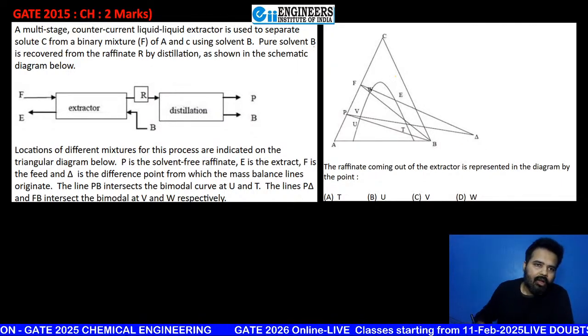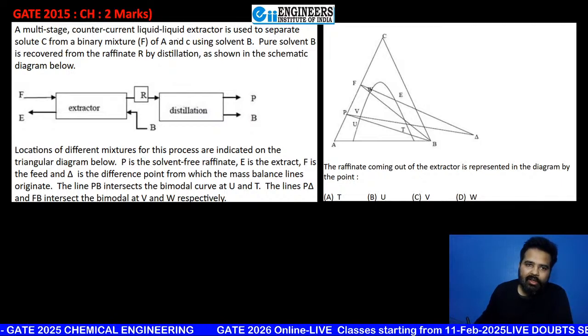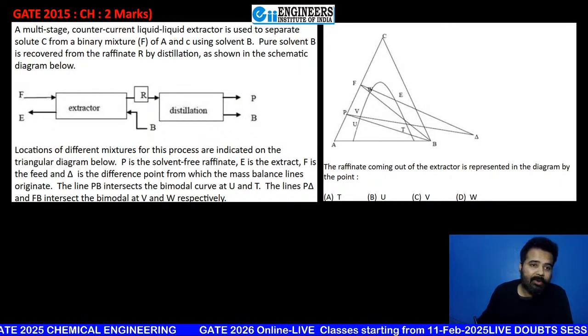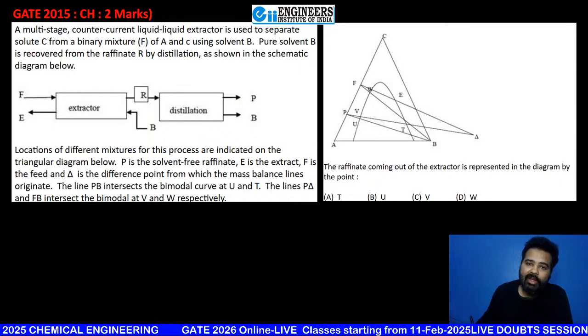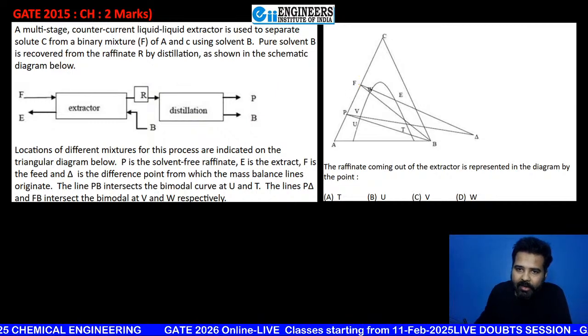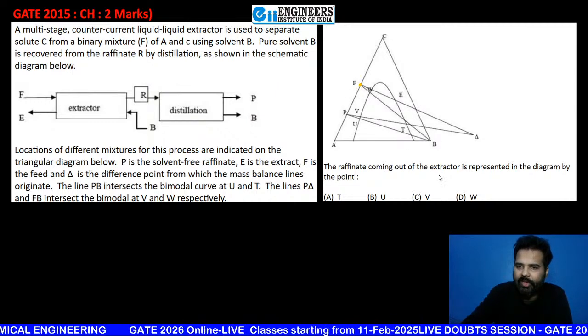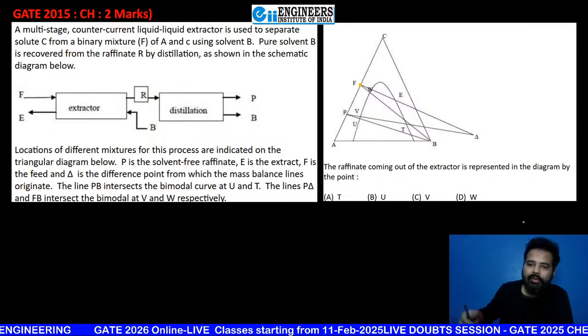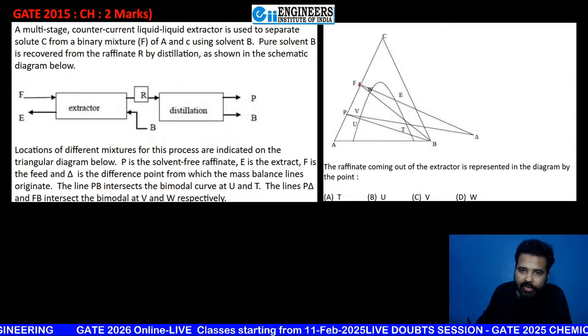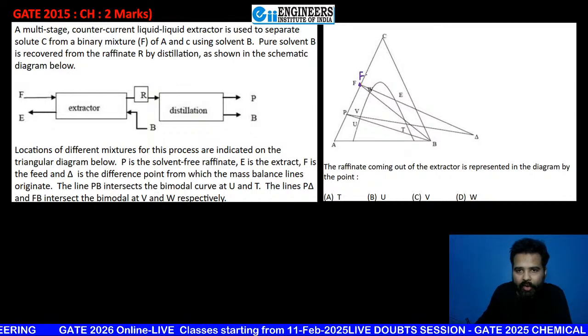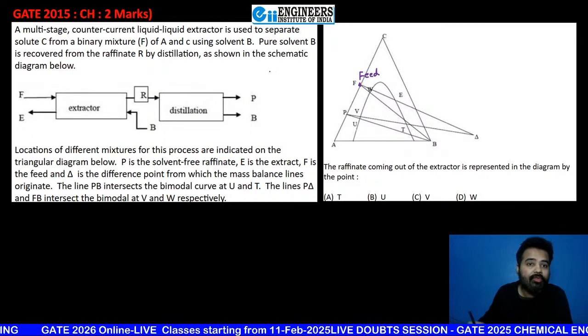See, a multi-stage counter-current liquid-liquid extractor is used to separate solute C from a binary mixture F. That means binary mixture F, that means this point is your feed point. This is your feed point.